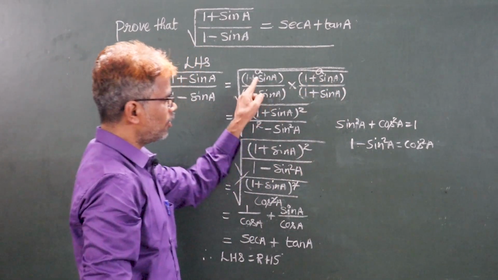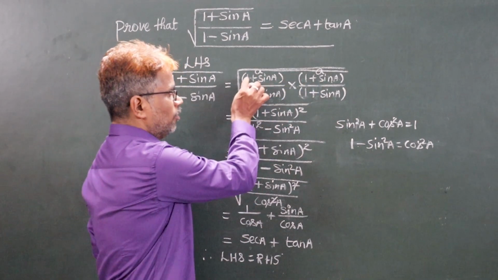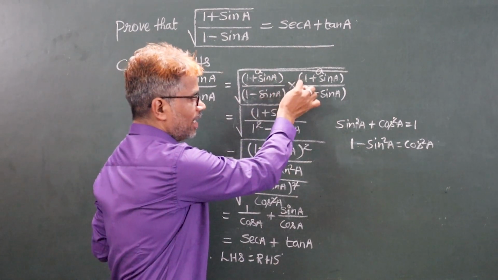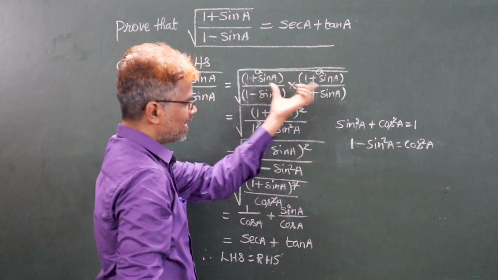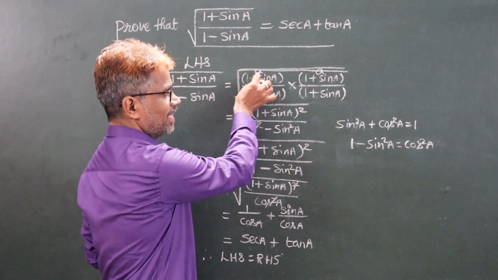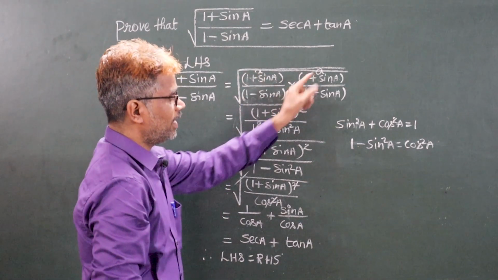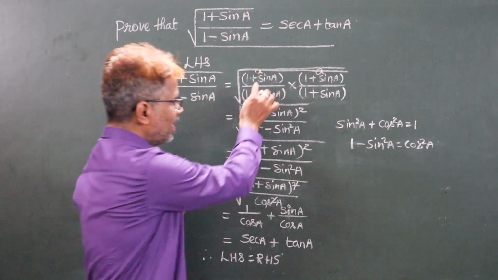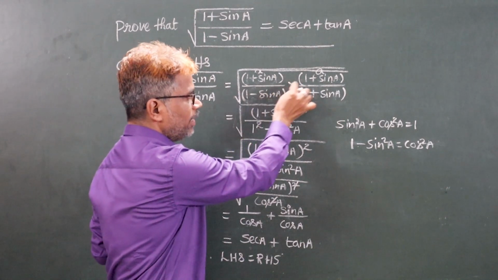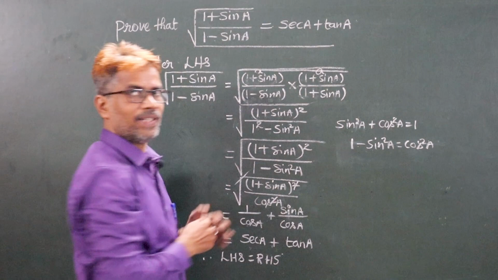If you see the numerators of the two fractions, 1 plus sin a and 1 plus sin a, the same expressions are there. As a result, if you take one of them as a, the other is also a. So a into a is a square. In a similar manner, 1 plus sin a into 1 plus sin a becomes (1 plus sin a) whole square.